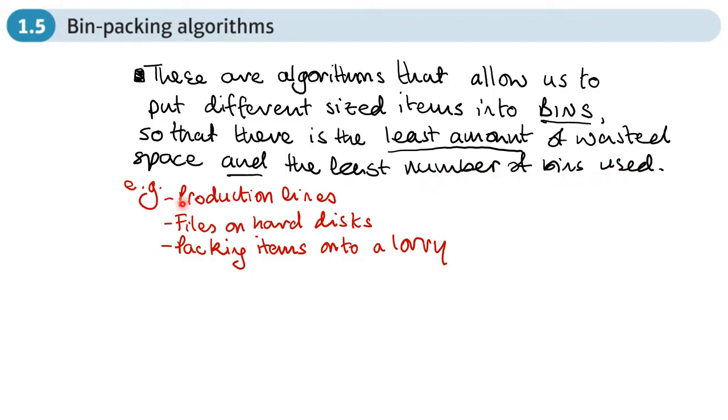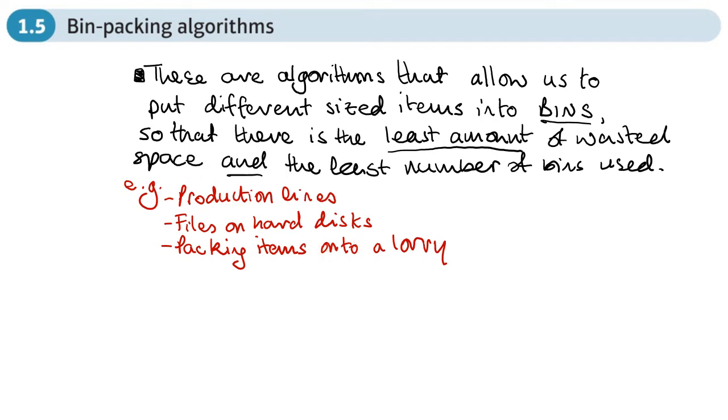Now, these are used on things like production lines, where maybe they order objects of a certain size, in certain lengths, and then they need to be cut into different size lengths, and they don't want a lot of wastage. It may be placing files on a hard disk so that the files are placed in the most efficient way using the least space possible, or even packing items into a lorry. If a big company has got lots of different size boxes, they need to pack onto a lorry. They want to find the most efficient way to pack them so that they don't have a lot of wasted space and they don't need to use a lot of lorries.